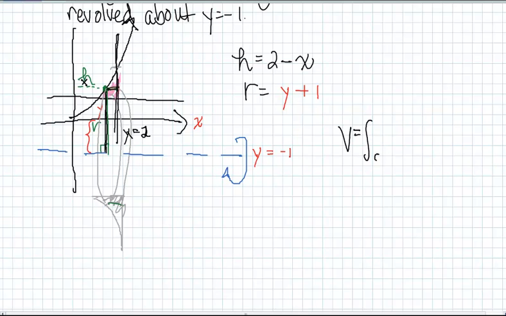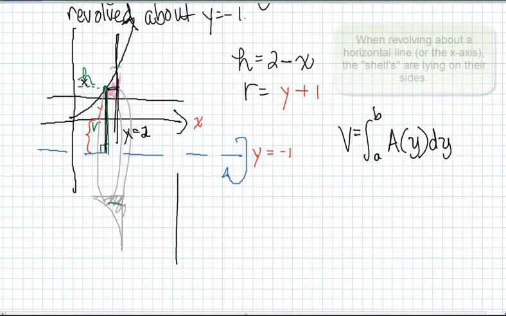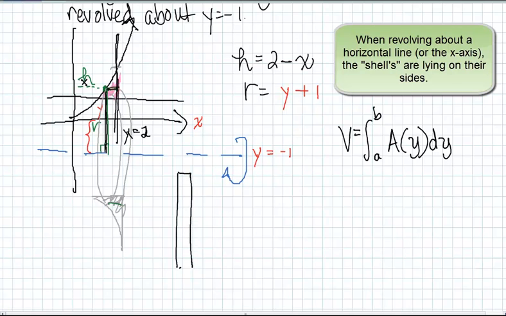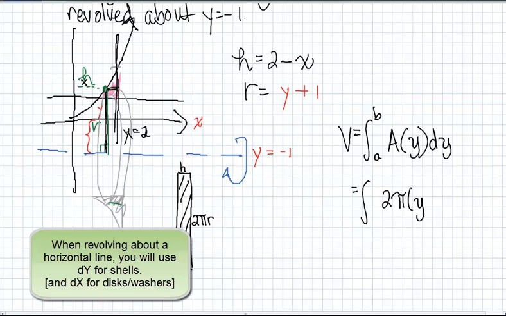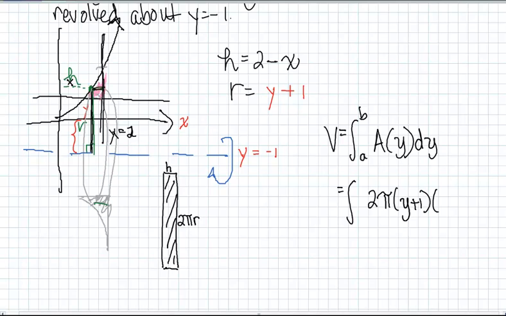Okay, our volume is always going to be the integral of the sum of our areas, but this time our areas are going to be written out with respect to y because our shell is sort of lying on its side, where this is our shell height, and our length of this here is 2 pi r. Our circumference is going lengthwise. So the area will be 2 pi shell radius, which is going to be y plus 1, times shell height, which is 2 minus x, but we're going to have to replace that x with the function value in a second.